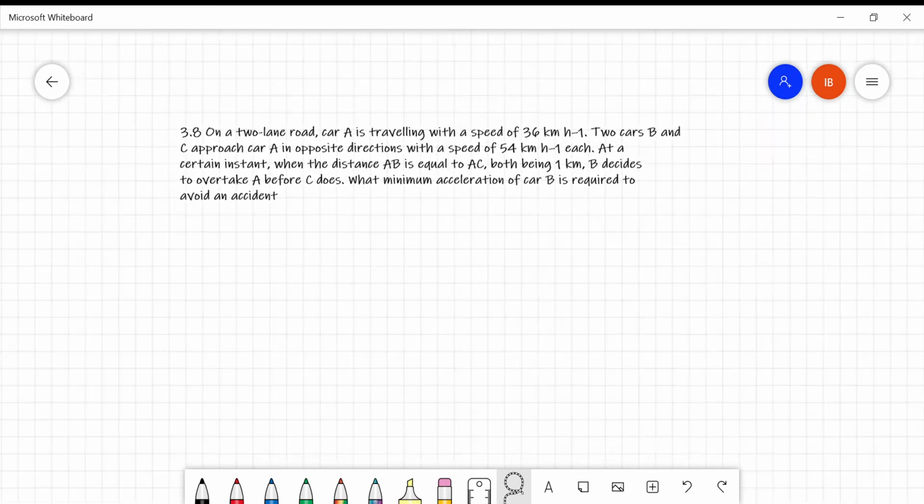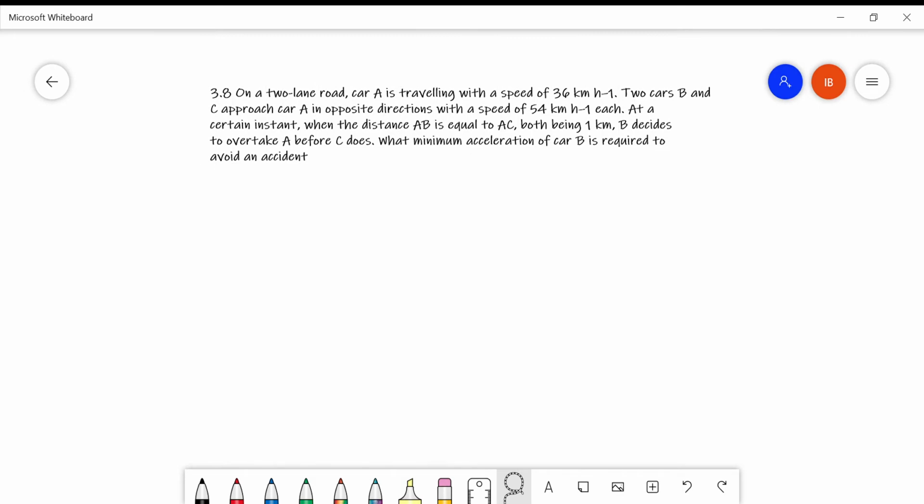On a two-lane road, car A is traveling with a speed of 36 km per hour. Two cars B and C approach car A in opposite directions with a speed of 54 km per hour each. At a certain instant, when the distance AB is equal to AC, both being 1 km, B decides to overtake A before C does. What minimum acceleration of car B is required to avoid an accident?